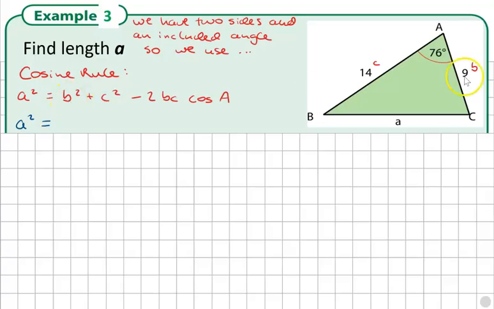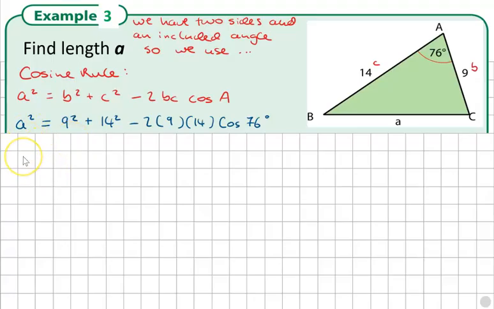b squared is 9 squared, plus c squared will be plus 14 squared, minus 2, and then we have a set of brackets, and into the brackets we put b, which is 9. And then we have another set of brackets, and into the brackets we put c, which is 14. And then we stick on cos 76. So cos A becomes cos 76 degrees.